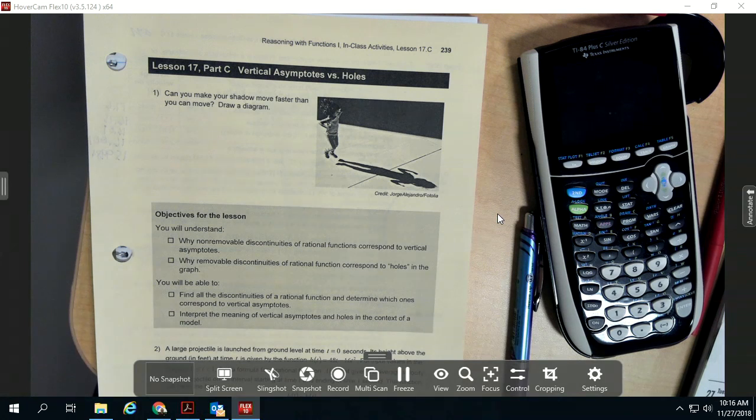Okay? So as you walk away from the light, so let's say the light is back there. As you walk away, do you agree that your shadow is growing longer the farther you walk, right? Well, if the shadow is growing longer as you're walking, the shadow is moving faster than you're moving, right? So let's draw a diagram to show that.